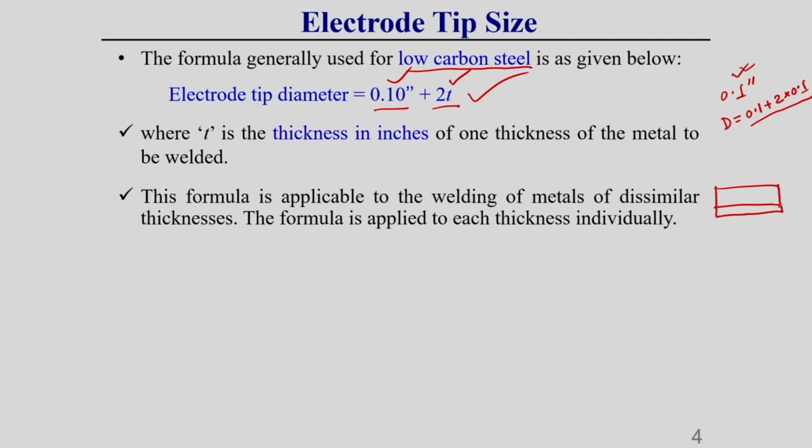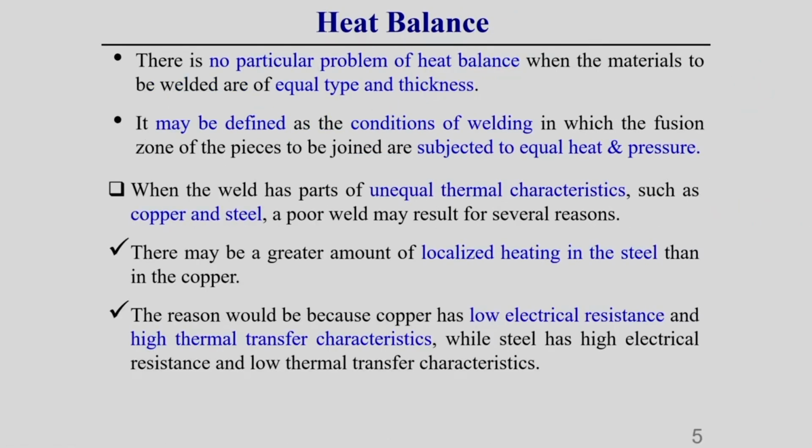Let us say one is bigger in size and another one is smaller in thickness. Then for this case, this is your T1 and this is your T2. Now, for T1 and T2, generally two different diameters of the electrode will be there. So, depending upon the thickness of T2 and T1, the diameter of the electrode tip size will vary.